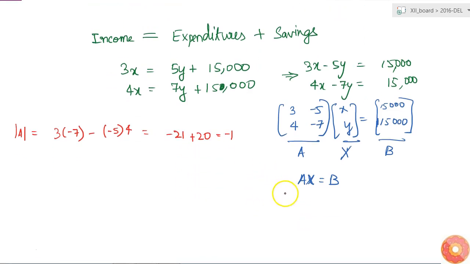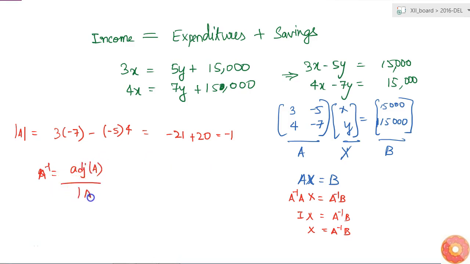So if A is invertible, then if I multiply both sides with A inverse, I will get A inverse AX is equal to A inverse B, which means that identity matrix into X is equal to A inverse B, or X is equal to A inverse into B. So if I can find A inverse, then I can get the value of X. Correct? So for finding A inverse, I know A inverse is equal to adjoint of A divided by determinant of A. And what is adjoint of A?